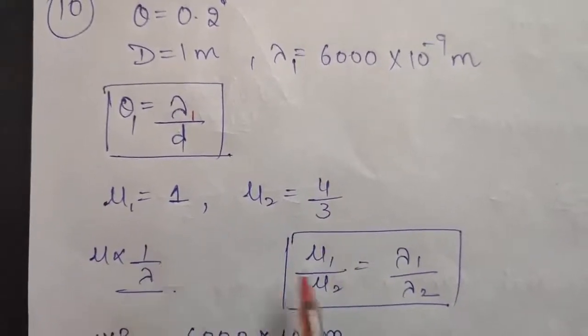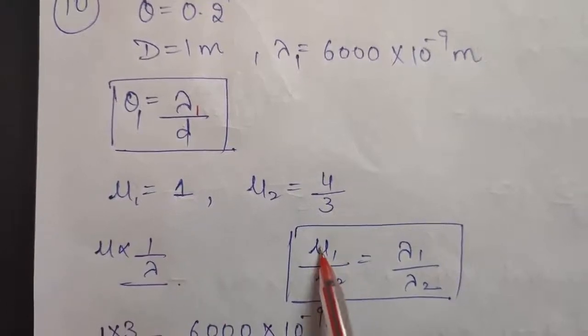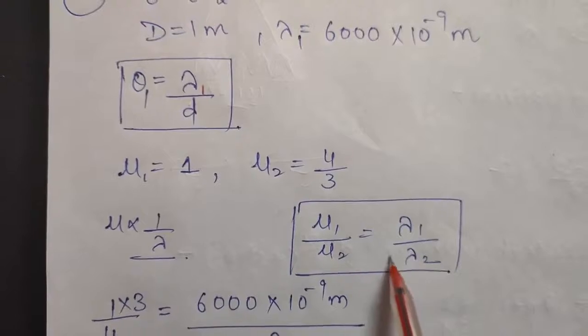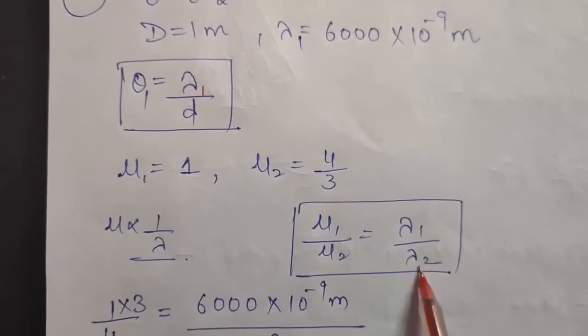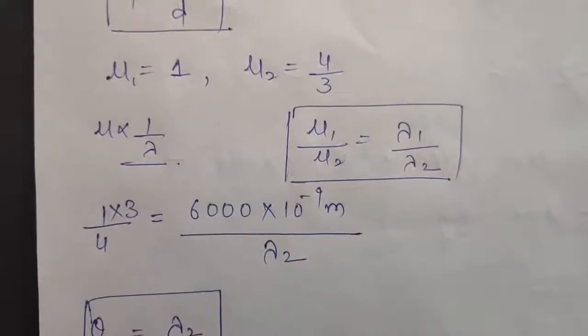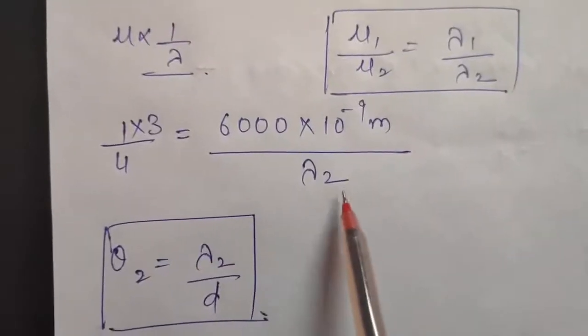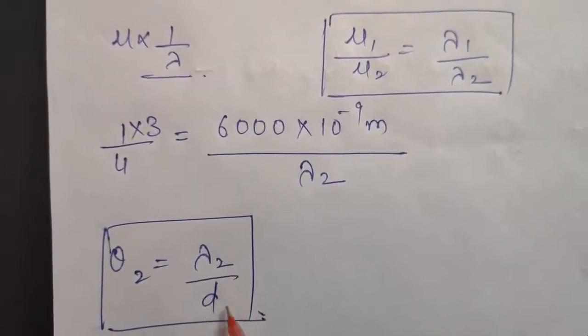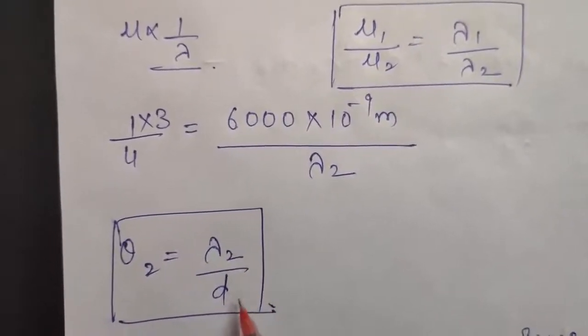So from here, the condition will come to be mu 1 by mu 2 equals lambda 2 by lambda 1. So let us calculate lambda 2, that is the wavelength when your apparatus is immersed in water. When you calculate lambda 2 from here, as you know theta 2 will be lambda 2 by d. So calculate lambda 2 and put the value, you will get theta 2 to be lambda 2 by d.